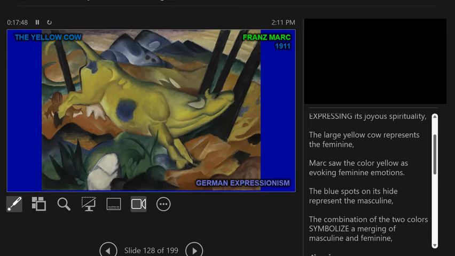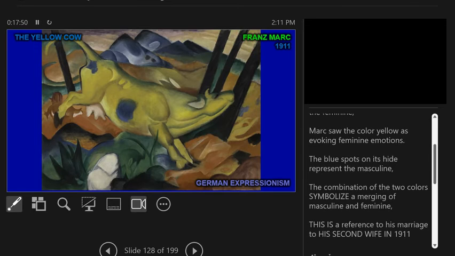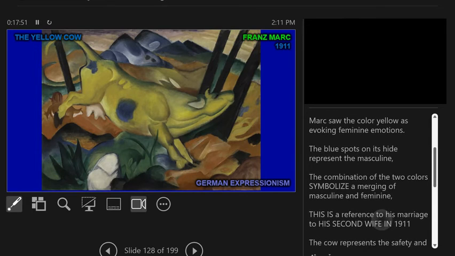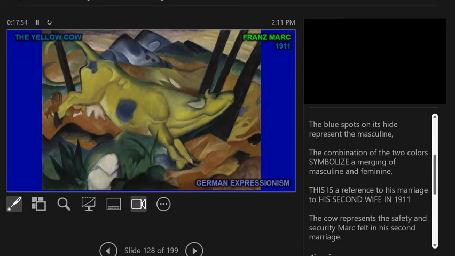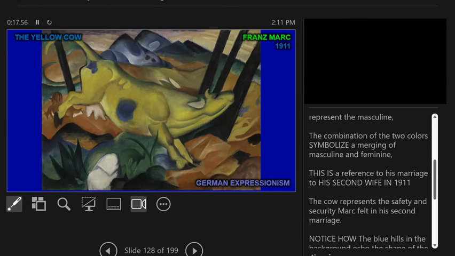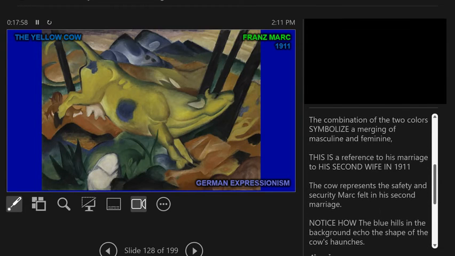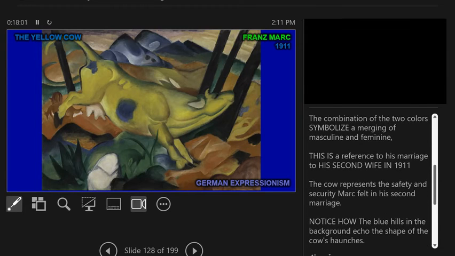So the large yellow cow represents the feminine, and Marc saw the color yellow as evoking feminine emotions. The blue spots on its hide represent the masculine. So we have a combination of the two colors symbolizing a merging of the masculine and the feminine. And this also could be like a yin and yang. So there's a little bit of blue in the yellow, and if we had a flip side, there would be a little bit of yellow in the blue.